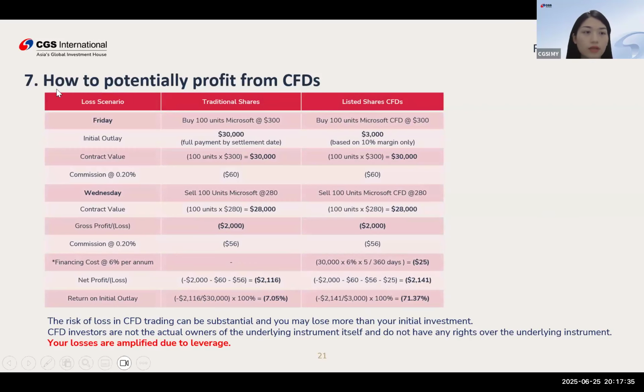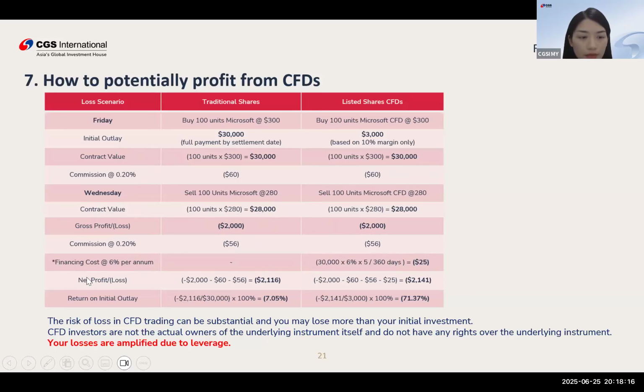And then when you come to a loss scenario, same thing, you are buying 100 units of Microsoft at 300, and then on Wednesday, you are selling it out at a loss, at 280. Okay, same thing for the initial outlay, contract value, and also commission for the entry trade. And then for the exit trade, you are actually losing $2,000 for both. And then the commission charges you 28,000 times 0.2%, which costs you 56. And also the financing fee is only charged for the CFD, and it costs you $25.